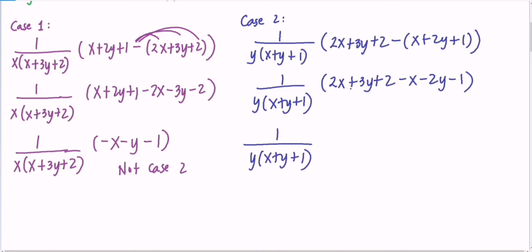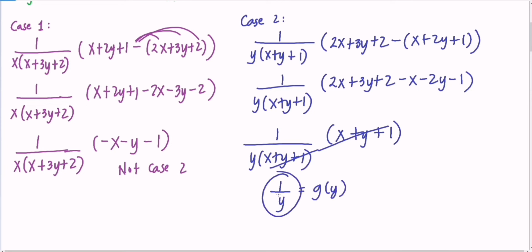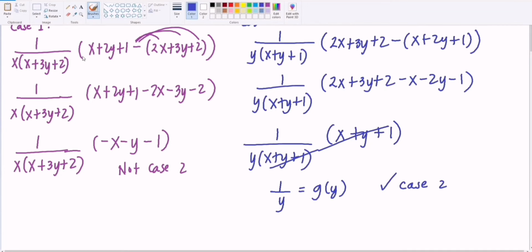Evaluate lang natin. So, combine similar terms, 2x minus x is x. Tama? And then 3y minus 2y is y. And then 2 minus 1 is 1. Ayan, guys. Obvious na obvious. Ika-cancel natin ito at ang matitira ay 1 over y. Dapat naman sa case 2, ang tira talaga ay g of y. So, wala naman tayong ibang variable dito, y lang. Ibig sabihin, check na check tayo diyan. So, case 2 tayo, hindi case 1. Ay, sorry guys, naisulat ko pala dito ay case 2. So, not case 1, pero case 2 tayo. Okay.